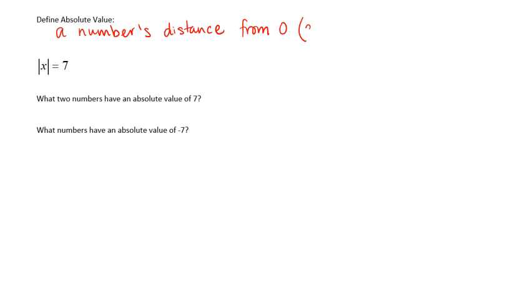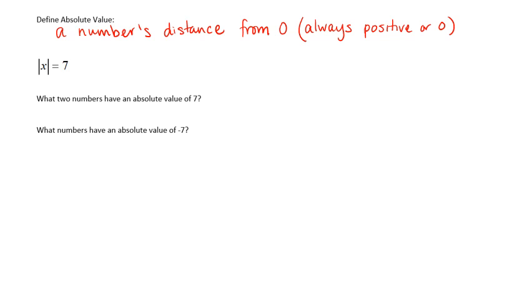All right, it's always positive or zero. Because distance is always, I didn't move or I moved a positive number of units. So I might have moved a positive number of units in the negative direction, but it's still a positive number. All right, so let's look at this.